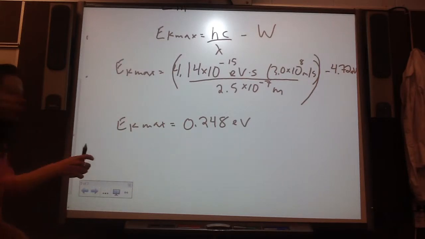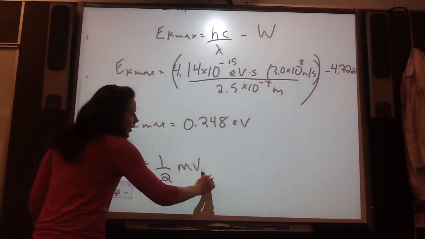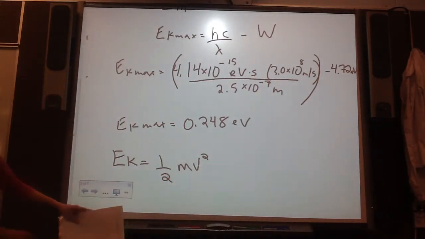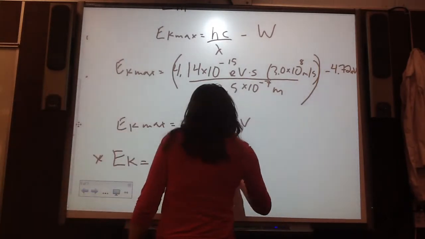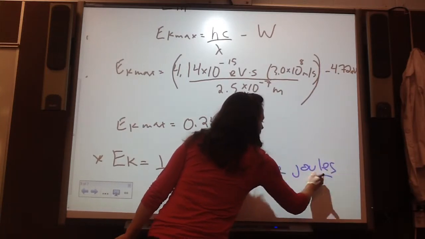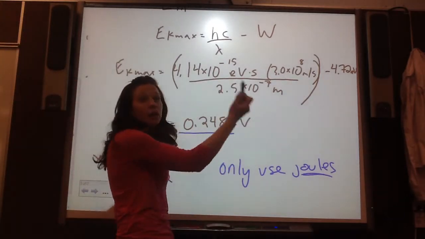The next thing I should think is I'm going to use EK equals half mv squared. When you're using this formula, you can only use joules, because the units for joules and meters per second won't work if you use eV. So really you have to do this question in 2 steps. You can't just rearrange it. That's right, you can't rearrange the formula. You got to solve for EK and then convert it to joules.